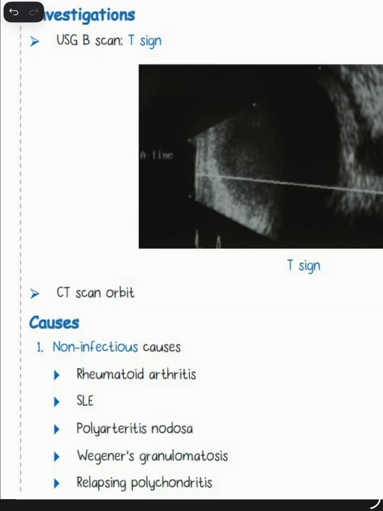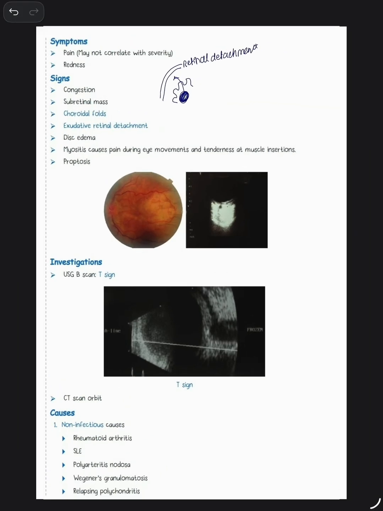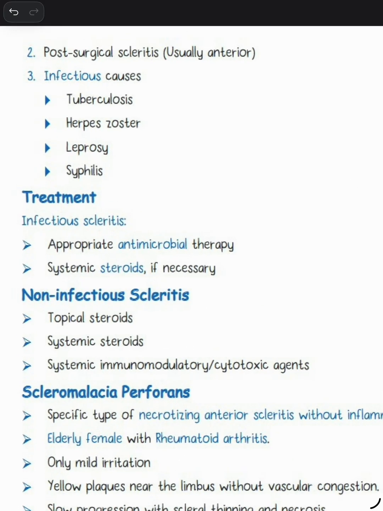What are the causes of the scleritis? Either the scleritis is anterior or posterior. These are the following causes. So the non-infectious causes are rheumatoid arthritis. Majorly these are the autoimmune conditions: SLE, polyarteritis nodosa, Wegener's granulomatosis, and relapsing polychondritis. So these are the autoimmune conditions. And what are the infectious causes? They are tuberculosis, herpes zoster, leprosy, syphilis. These are the infectious causes.